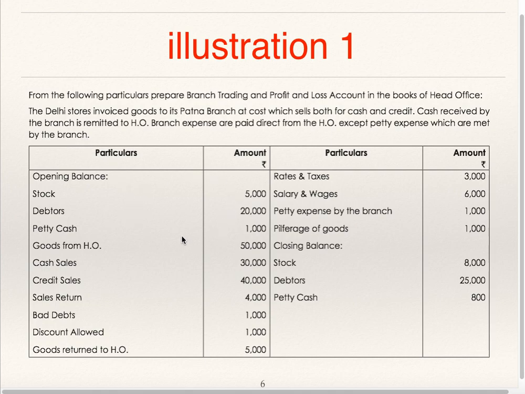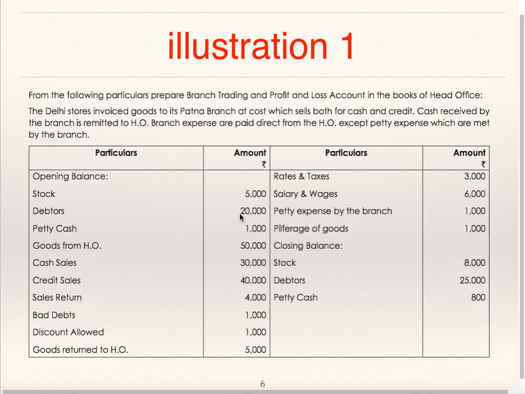Now these information particulars are given to you. Opening stock, debtors and petty cash. Only opening stock is to be recorded in trading account, debit side to opening stock. Debtors and petty cash account, you need to prepare memorandum debtors account, memorandum branch petty cash account.